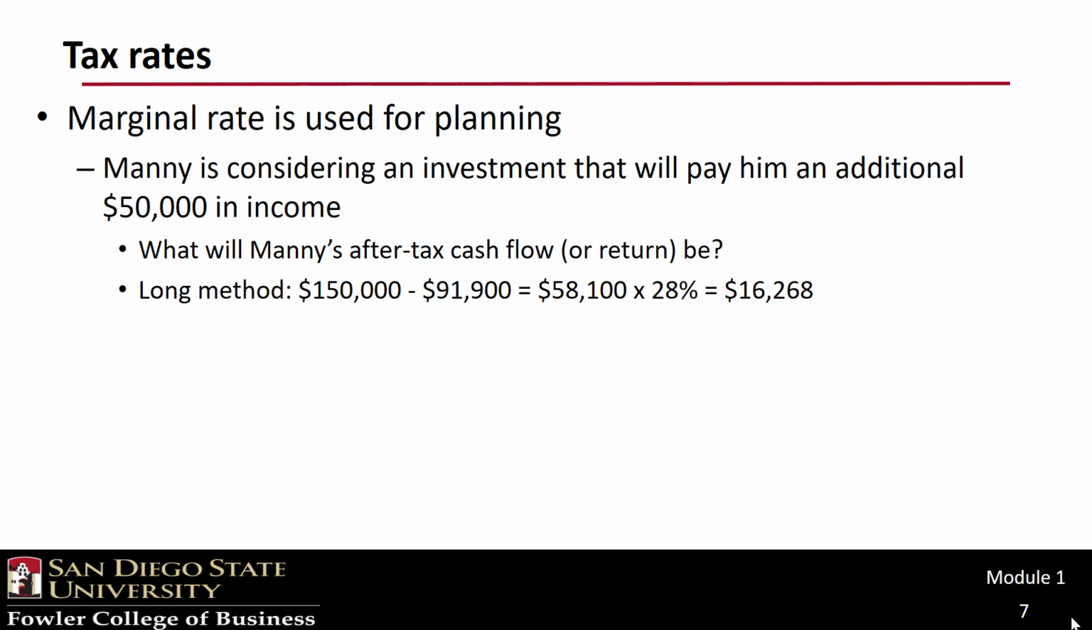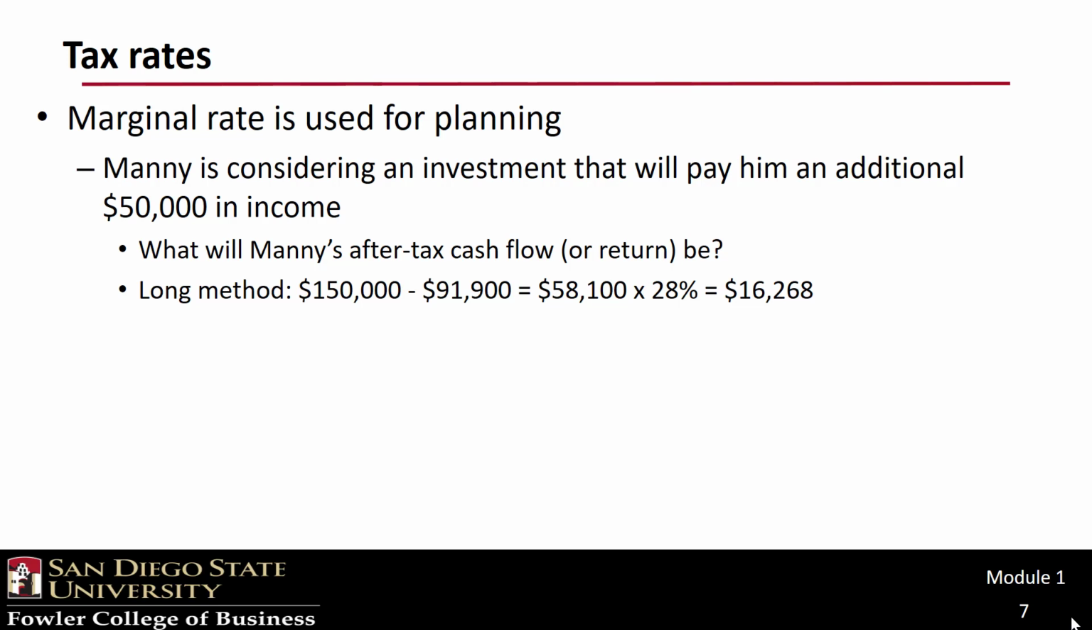Regular Manny, not crazy. If Manny's considering an investment that he expects to pay him $50,000, how much can Manny expect to receive after taxes? Here, the average and effective rates are meaningless. They include income brackets below Manny's current income level and would skew the number downward. Instead, we can simply recalculate Manny's income and taxes using the tried and true method we always have.